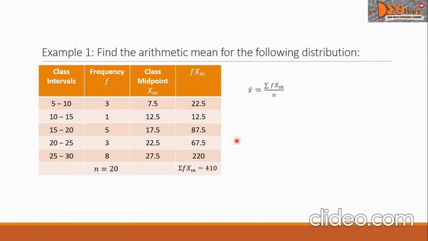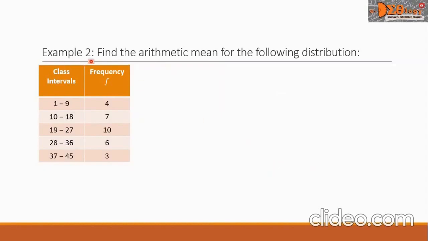Now, we are ready to use our formula for the mean. X bar equals the summation of f times x sub m all over n. So these values we will collect from our table. And this value will be our numerator, that is the 410, and the n is coming from the summation of the frequency. So we have 410 divided by 20, and that is 20.5. This is the mean. This is our final answer.